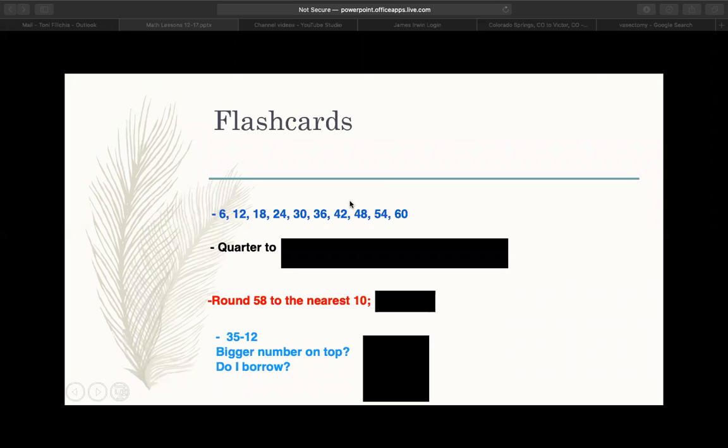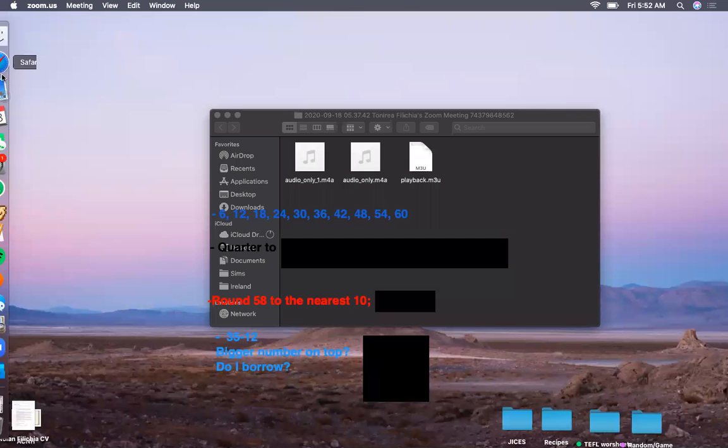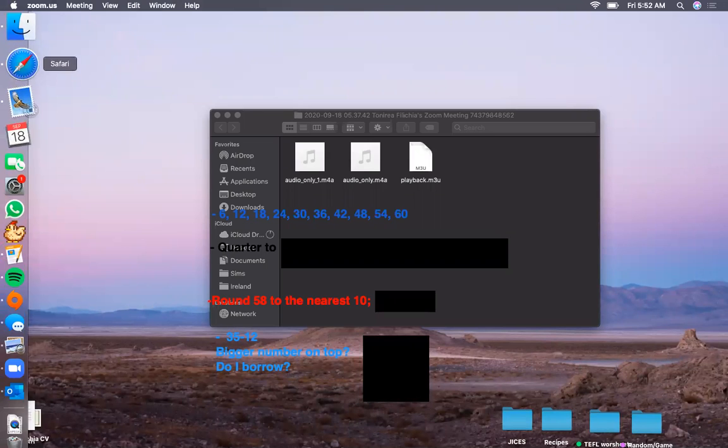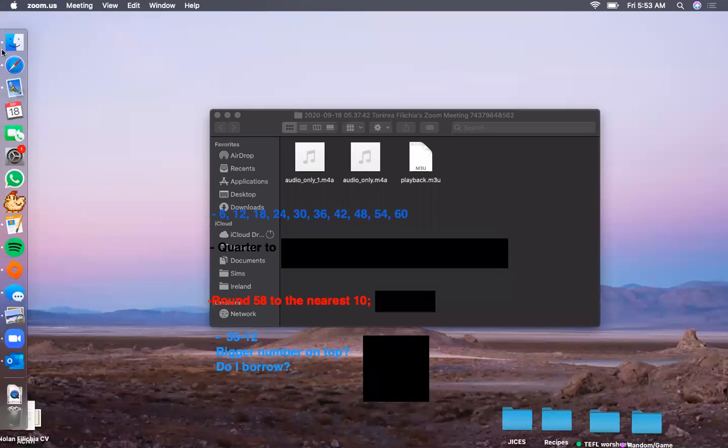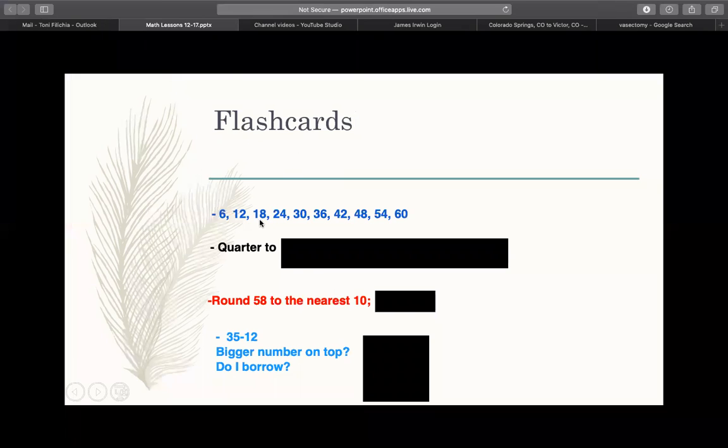Okay, Miss Neal's class, jumping into lesson 16 of our Saxon math. And let's look at our flashcards.